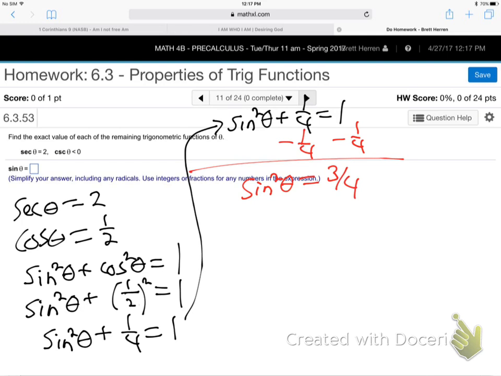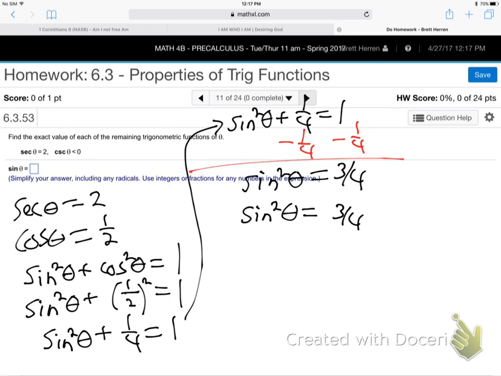So sine squared is 3/4, huh? We good with that? Sine's √3/2, but is it positive or is it negative? What is it? How do we know?